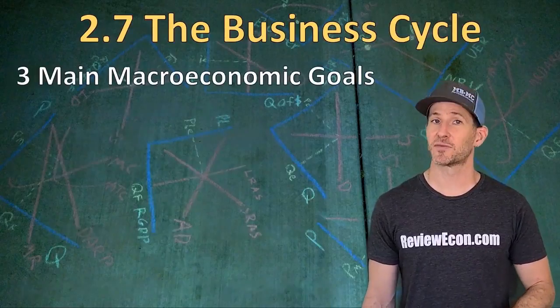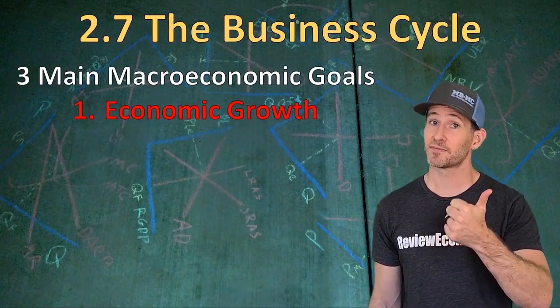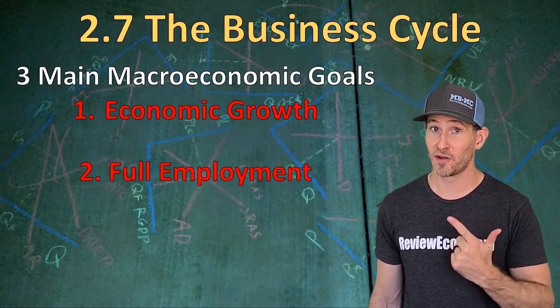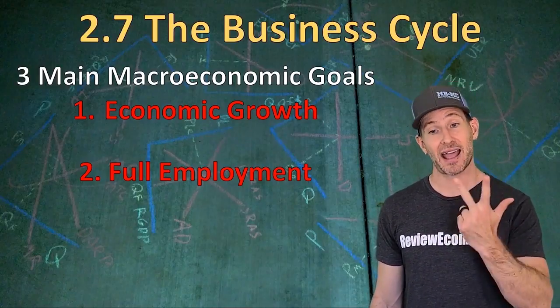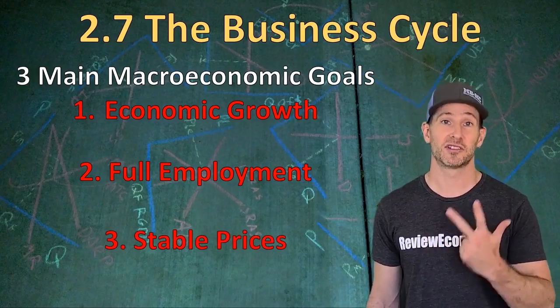This video so far has been all about the 3 macroeconomic goals. Those are economic growth, usually measured by GDP, full employment, meaning low unemployment or the natural rate of unemployment where there's zero cyclical unemployment, and the third thing is stable prices, measured by the CPI or the GDP deflator.